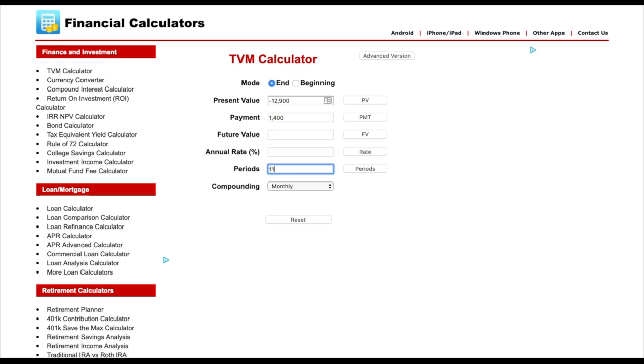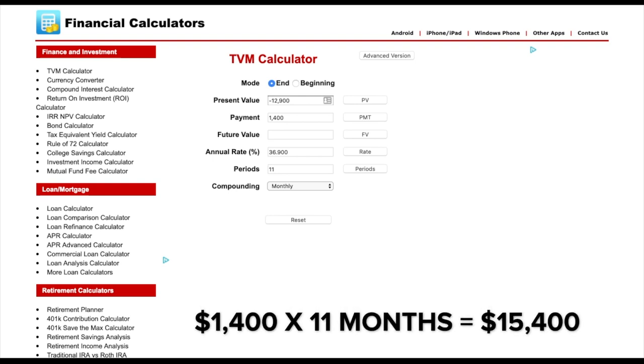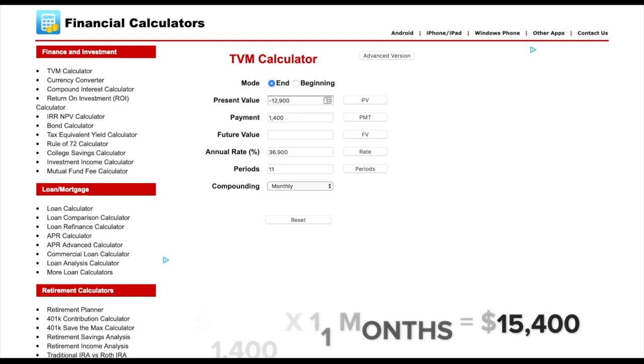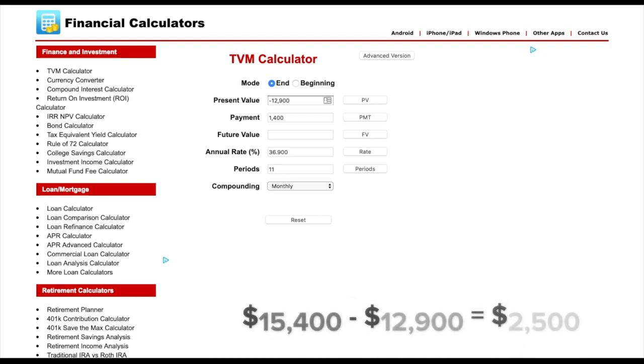And what we want to do is calculate the rate of return. So all we do is we come over here to the rate button and click rate, and then it says 36.9%, which is huge, because typically all we ever do is basic math. So in this case, what I mean by basic math, if we just did 1400 times 11, meaning the months or the periods, we get $15,400. And then we subtract that by 12,900, which was the present value or what would have been owed. And basically, we have $2,500 back in our pocket.